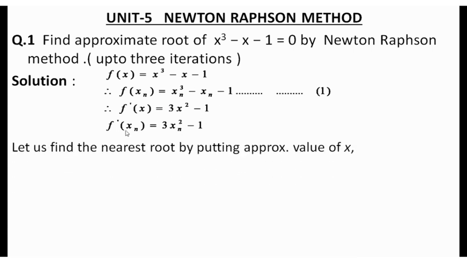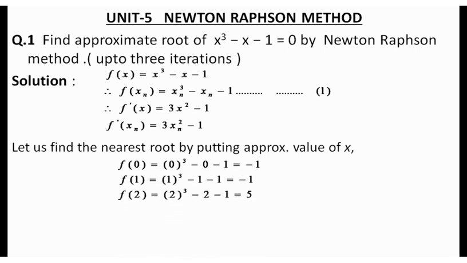So let us find the nearest root by putting approximate values of x. As in the two methods before, we have to find the two values of a and b. One should be positive and one should be negative. We have to find the values by putting 0, 1, 2, 3 till we get two opposite values. Here f of 0 is negative 1, f of 1 is negative 1, which are both less than 0. f of 2 is greater than 0, that is 5. So f of 1 is less than 0 and f of 2 is greater than 0, which have opposite signs.